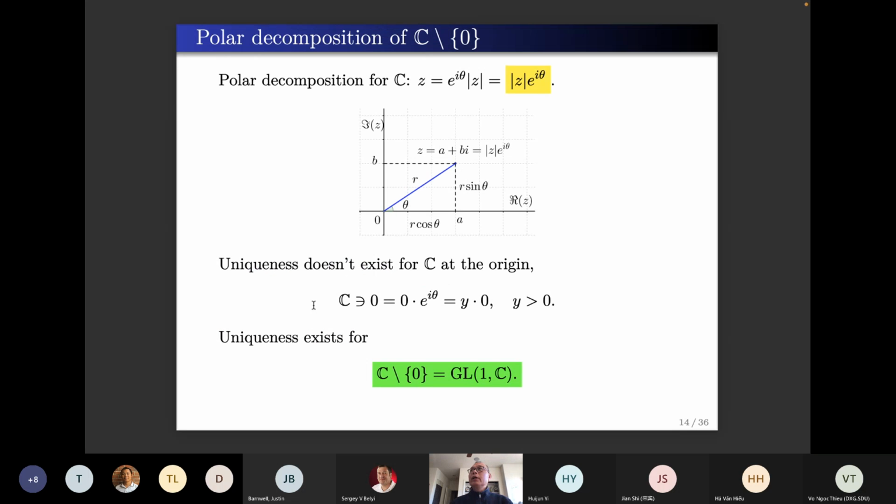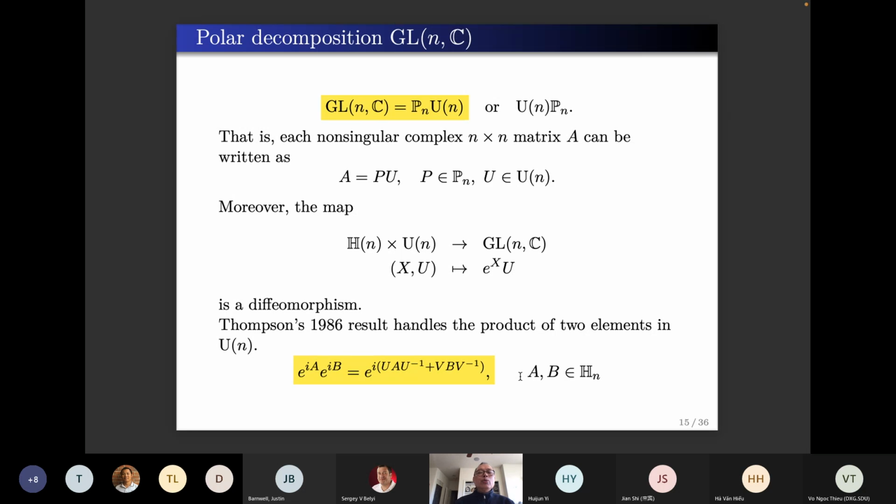Okay, then let me talk about polar decomposition. All right. So this is polar decomposition, just undergraduate stuff. So you can represent a complex number by using polar decomposition. Either you can do it this way or you can do it this way. Uniqueness doesn't exist for C at the origin. Everybody knows that. However, uniqueness exists for non-zero complex numbers. That is our GL_1(C). All right, then we have polar decomposition for higher dimensional GL_n(C), which is now we call the matrix polar decomposition.